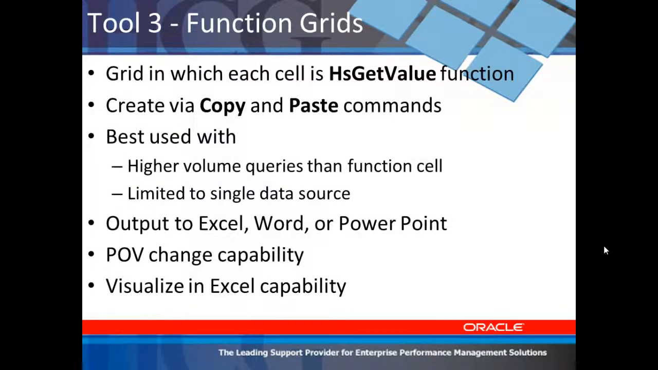A function grid is a collection of function cells, but you create that collection of function cells via the copy and paste commands. So it's better used with higher volume queries than the function cell, and each copy and paste query is limited to a single data source. Now once you've copied that, you can output it to Excel, Word, or PowerPoint. And from there, even though the data is in one point of view, you can change the point of view, and should you want, you can go from Word or PowerPoint back to Excel and visualize, and thus do an ad hoc report on what you've just copied and pasted via the copy and paste commands.